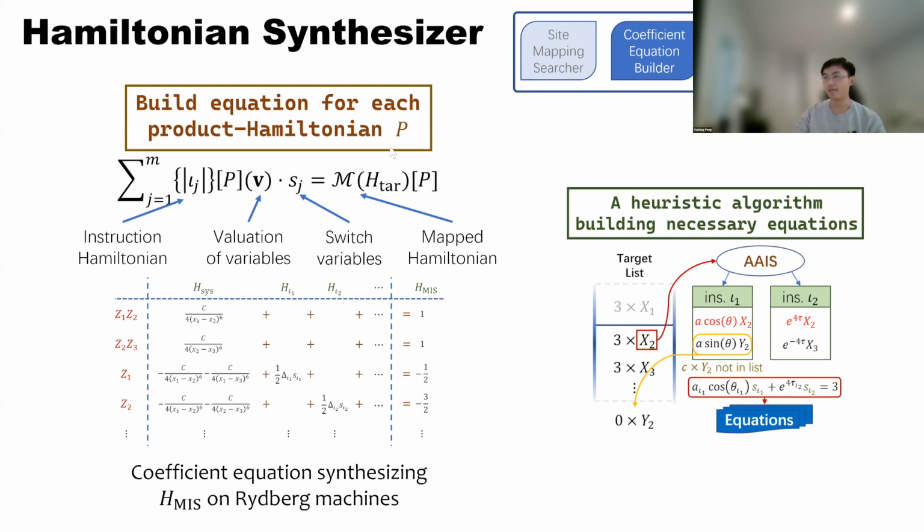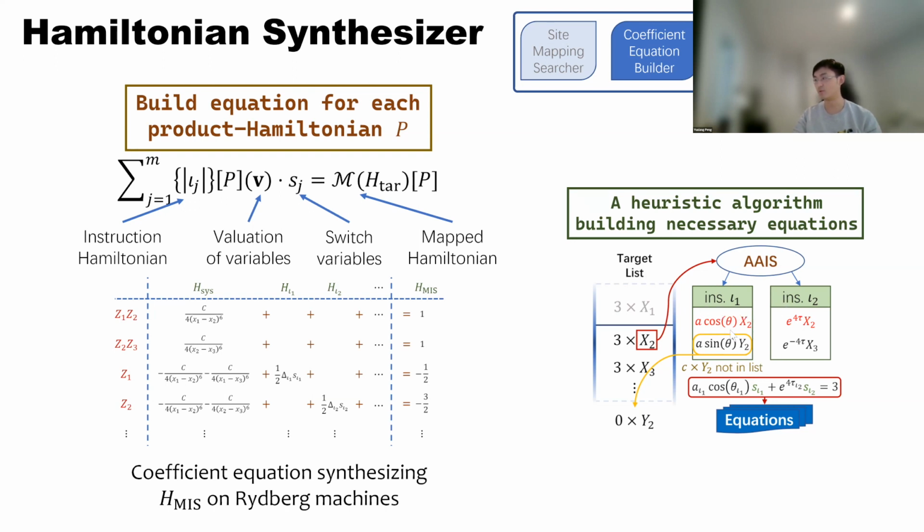To enumerate all the P's that are necessary for the equation, we built a heuristic algorithm to search for all these product Hamiltonians that we want to have in the equation. We start with the target Hamiltonian and search for each Hamiltonian term in the AAIS, which can generate several instructions that contain the corresponding terms of this Hamiltonian, and produce the equation according to all the returned instructions.